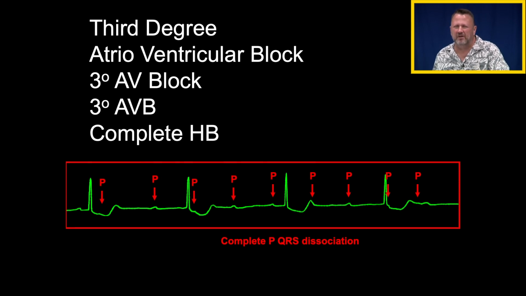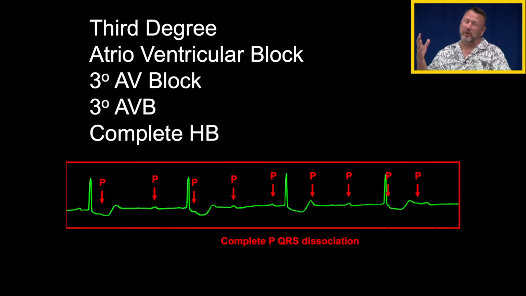So you can see the atrium's making P waves. The atrium's lighting the fuse, but the fuse isn't making the firecracker go off. This person's in a full-blown atrioventricular block, third-degree heart block. And this is an emergency that people need to be able to recognize and treat.